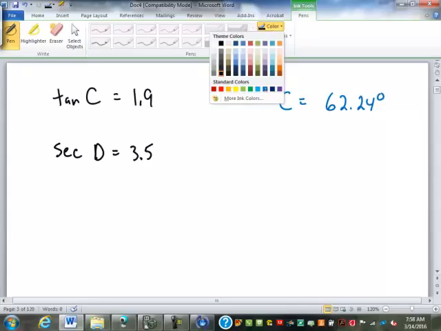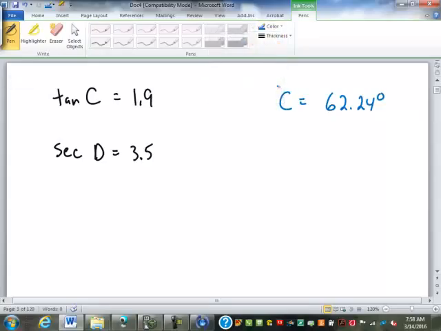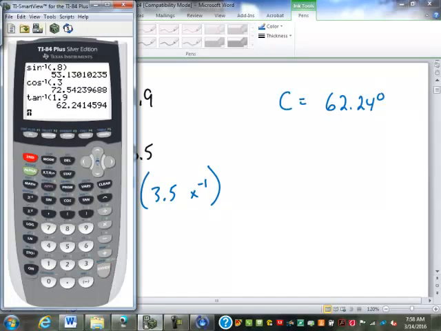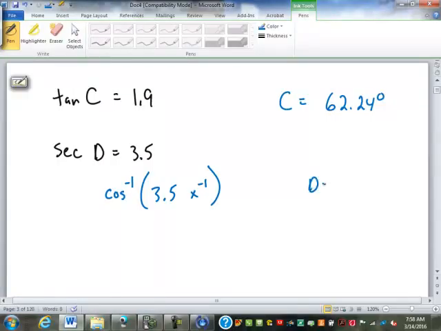What if I tell you secant of D equals 3.5? Well, secant, of course, goes with cosine, so we use cosine negative 1. So you do the inverse cosine. This time, remember, you hit the reciprocal key inside the parentheses. When you're doing the inverse cosine, the reciprocal goes before you close the parentheses. So it's second cosine for inverse cosine, 3.5, I hit the reciprocal and then close the parentheses. 73.40 degrees. Did you ever get that to work?